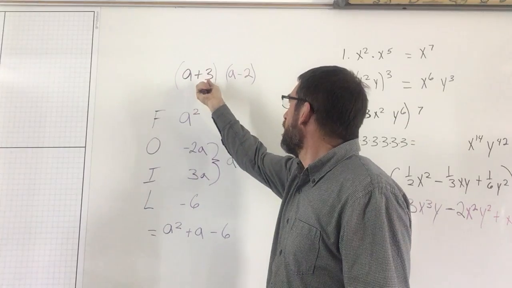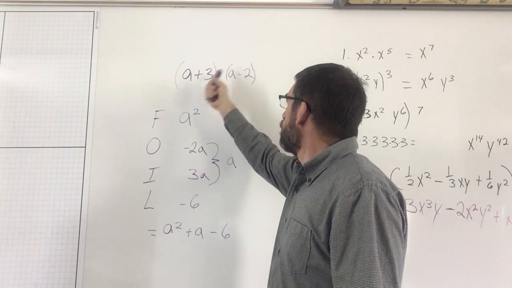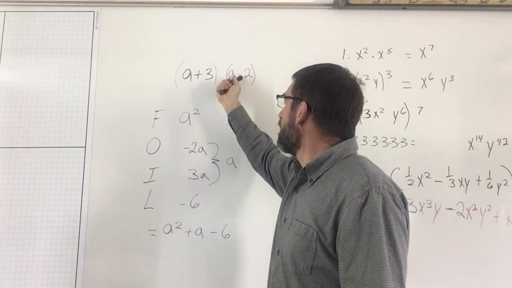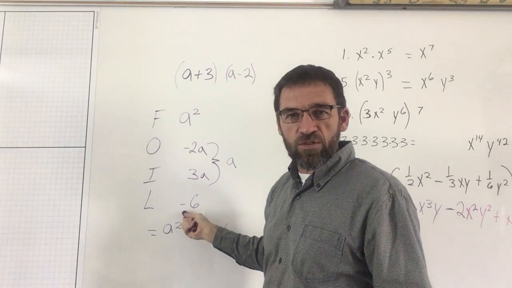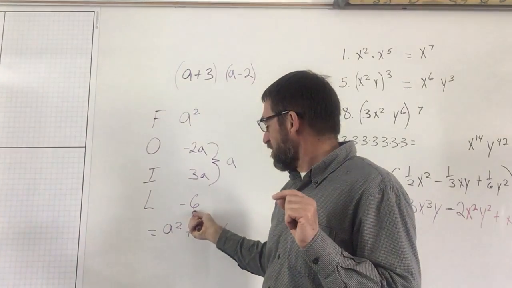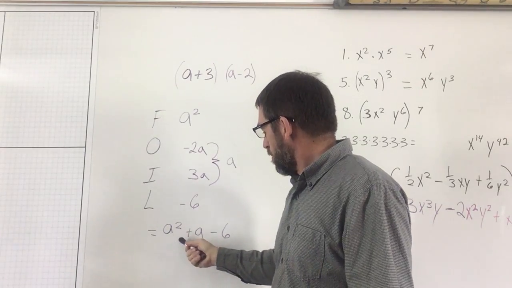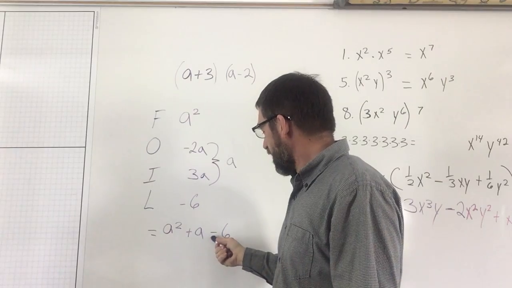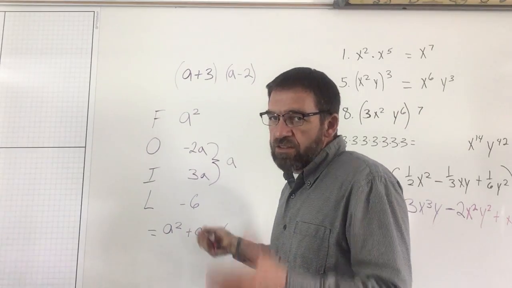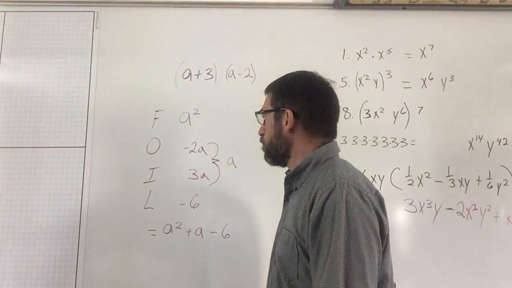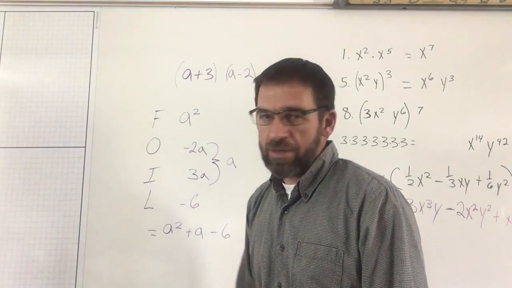You multiply 3 positive and 2. 2 times 3 is 6, and it's going to be a negative number. Now here's the answer. Negative 6 is your answer. So I combined it down here. It's a squared plus a negative 6.